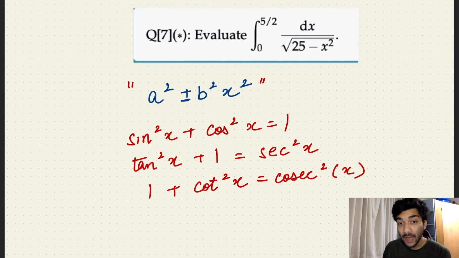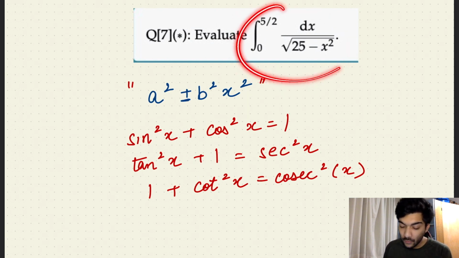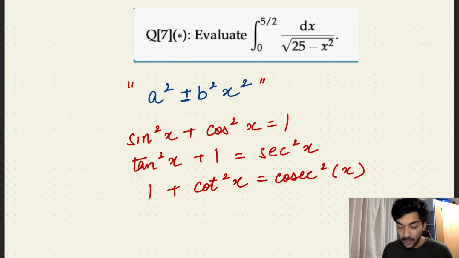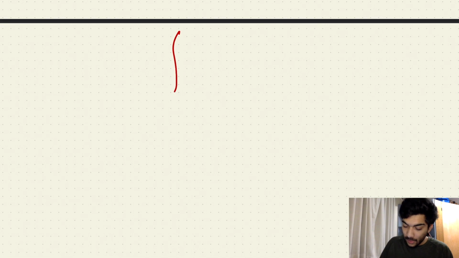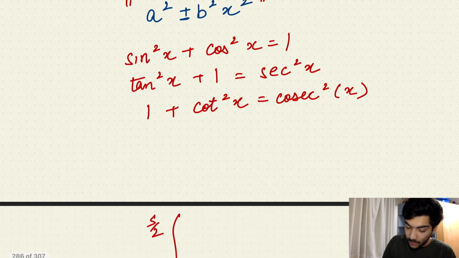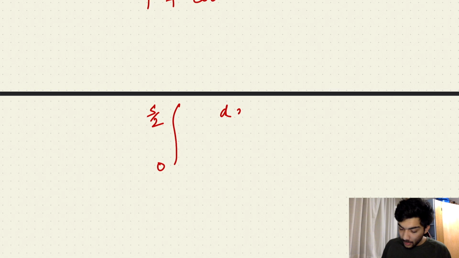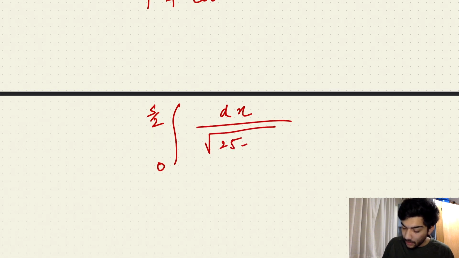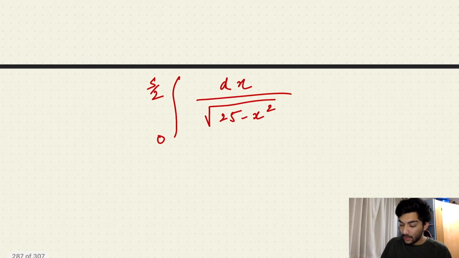If we take our x to be 5 sine theta or 5 cos theta accordingly. So let's try solving this question by taking our x to be, in this case, 5 sine theta, and see how we can convert our definite integral expression and if it makes our expression simpler or not. So let's write the integral expression again. In this question, we have to calculate the integral from 0 to 5 by 2 dx upon under root 25 minus x square.